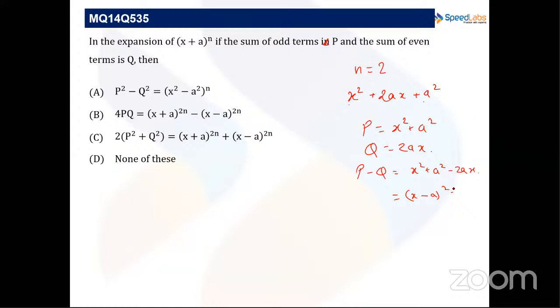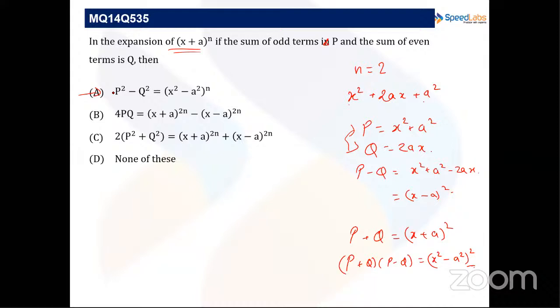Okay, but is this satisfying our condition? Yeah. So p minus q is (x minus a) whole square and p plus q is our expansion, (x plus a) whole square. So doing p plus q into p minus q, we are getting (x square minus a square) whole square. So this is satisfying our condition number A. Even you can put the values of a and x.